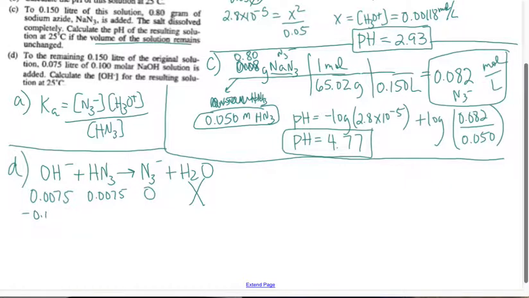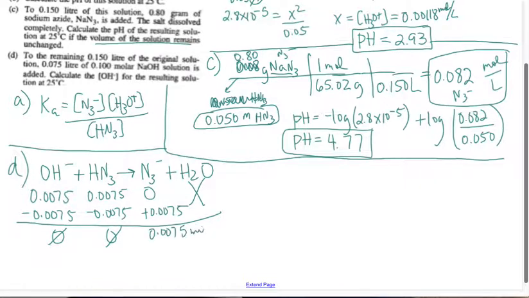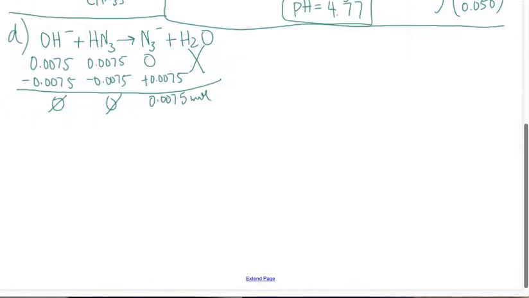So we're going to lose 0.0075, we're going to lose 0.0075, and we're going to gain 0.0075. So when we're done with the invasion, we have 0, 0, and 0.0075 moles of N3 minus left hanging out after the invasion. That's all that's remaining. So what kind of problem is this now? Salt hydrolysis. So we're going to utilize that. Now they're asking for the OH concentration, which is great because we don't then have to go find pH. So we'll stop a little short of that.